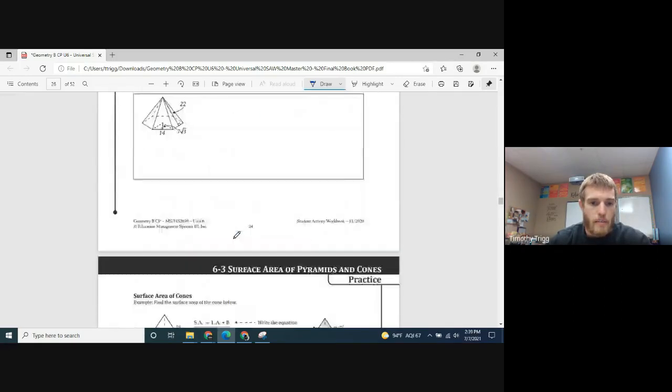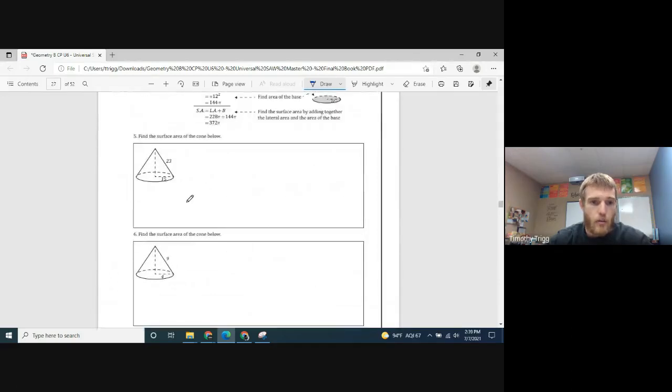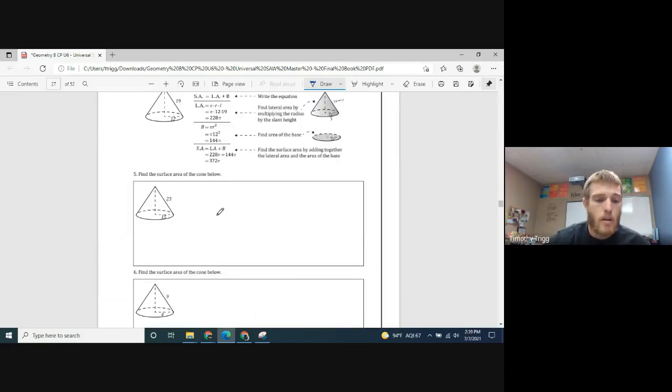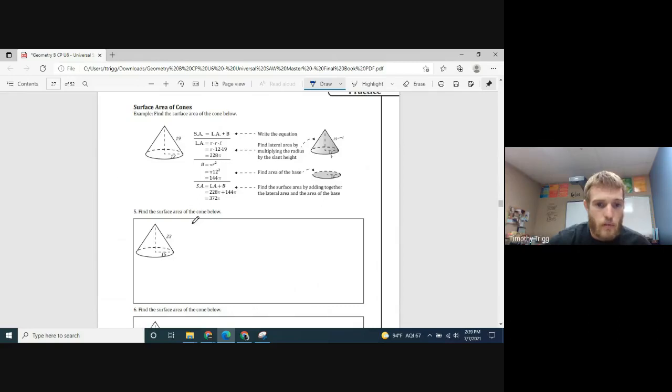I'll go over an example here, and then I'll do number 5 with you guys, and then I expect you to do number 6 on your own on page 25. So let's go ahead and work this out. We want to know the surface area, so we need to find the lateral area, and we're going to add the base area.